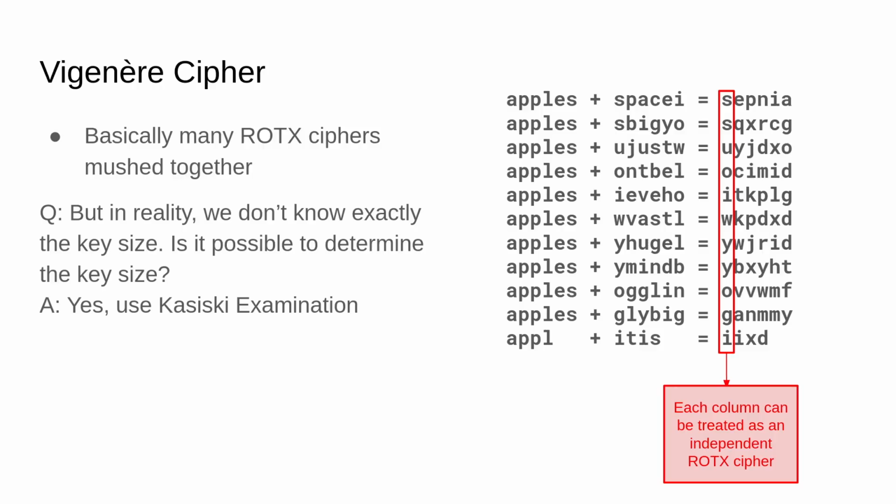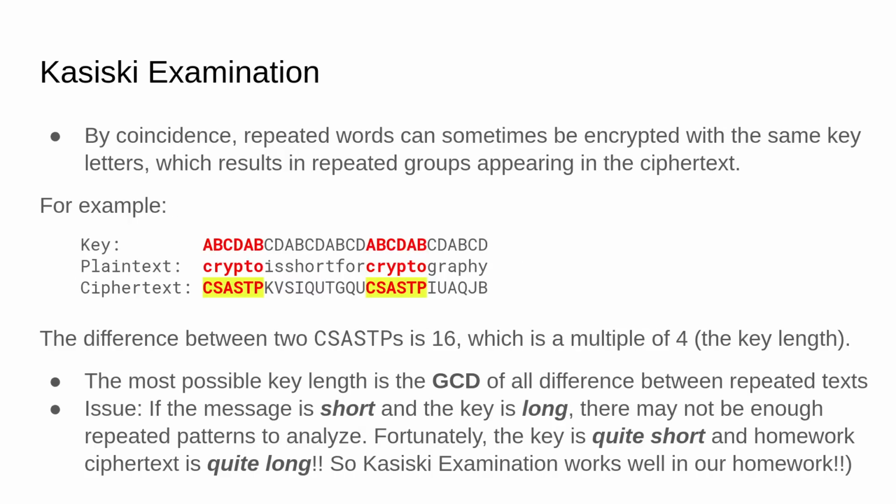And fortunately, there are several algorithms to do that. One of the oldest and most reliable ones is called the Kasiski examination. So the core idea of the Kasiski examination is that sometimes, by coincidence, the same word or sequence of letters appears more than once in the plain text. So if the repeated word happens to line up with the same position of the key, then we will be encrypting that using the same key letters. And when this happens, the result is that an identical group of letters will appear in the ciphertext.